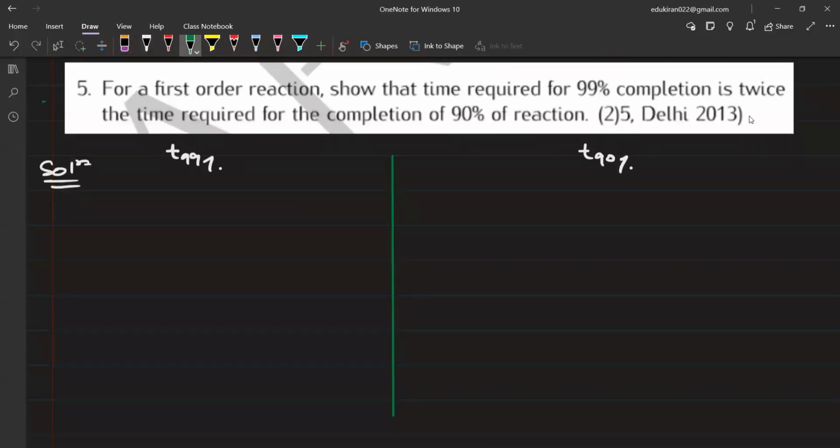पढ़िए. For a first order reaction, show that the time required for 99% completion is twice the time required for completion of 90%. ये तो प्रूफ वाला सवाल हो गया ना? सही है फिया?